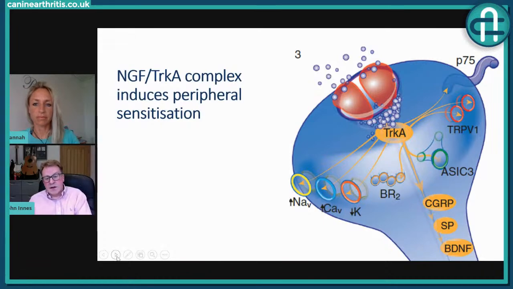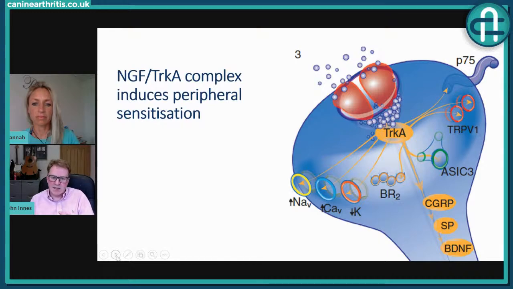So at the nerve ending, the binding of nerve growth factor to its receptor, which is in the middle there, called TrkA, causes all sorts of molecular changes, which essentially sensitizes the nerve ending. And we call that peripheral sensitization. But it's also doing that in the spinal cord.